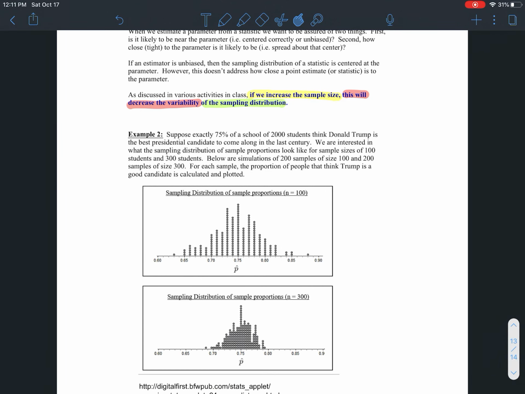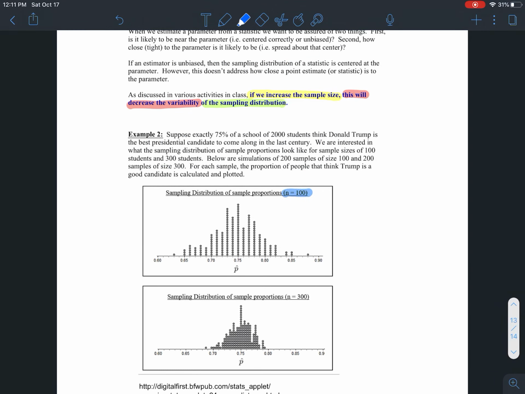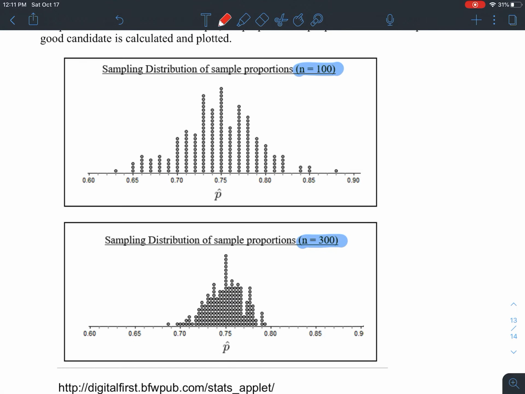You can see this in an example down here where, when Donald Trump was running for president the first time, they were asking individuals if they thought that he was the best presidential candidate to come along in the last century. People were either responding yes or no, and they were recording what proportion out of that sample said that he was the best presidential candidate to come along in the last century. Now what I want to draw your attention to is the sampling distribution shown at the top is sample sizes of 100. The sampling distribution shown here at the bottom is a sample size of 300.